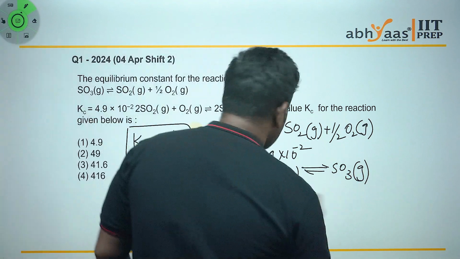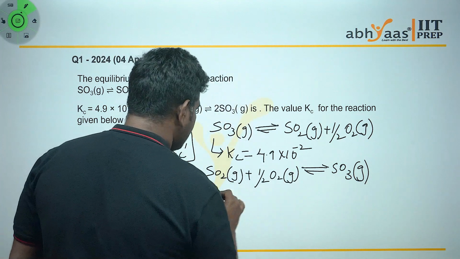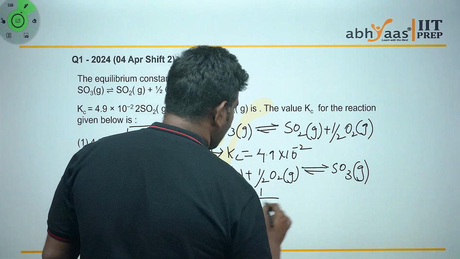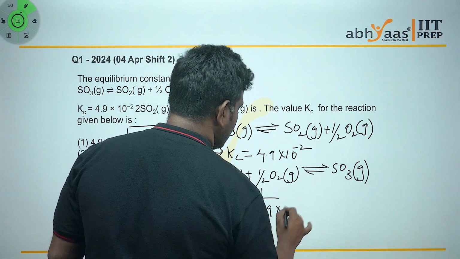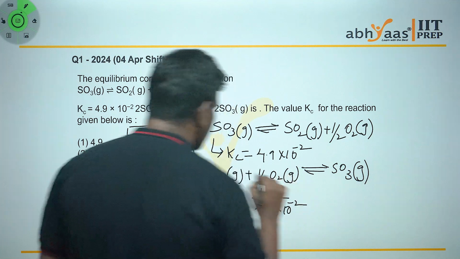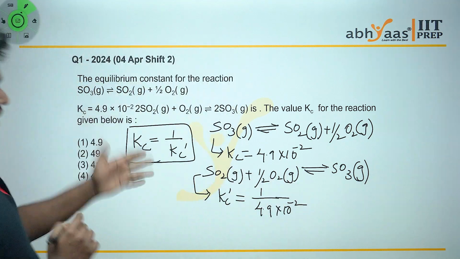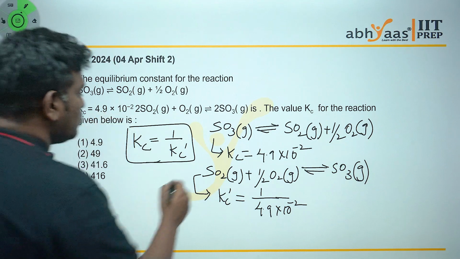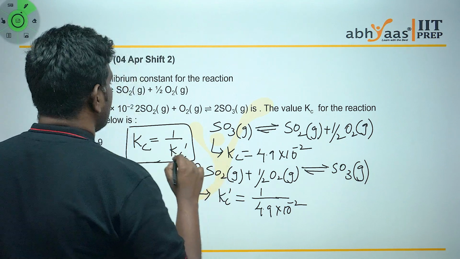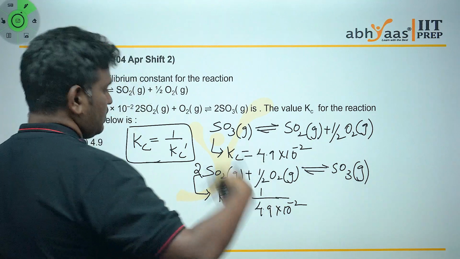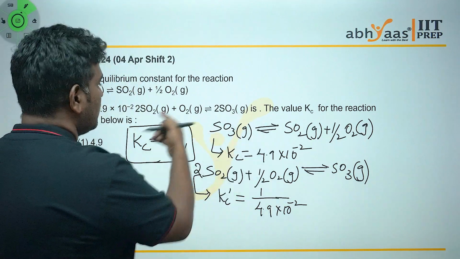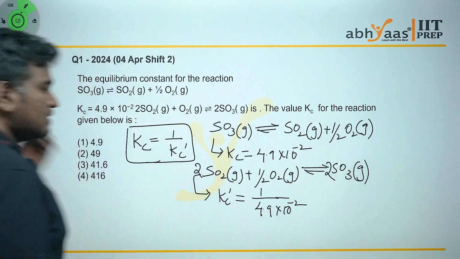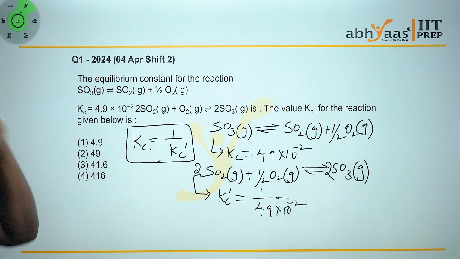And you know that for this particular reaction you will have Kc dash, and that Kc dash is 1 by 4.9 into 10 raised to minus 2. But this is not the reaction given in our question. It is actually 2 SO2 plus O2 giving 2 SO3. That means it's double, right? Half plus half, 1 O2 and 2 SO3. So here the stoichiometric coefficient is doubled.